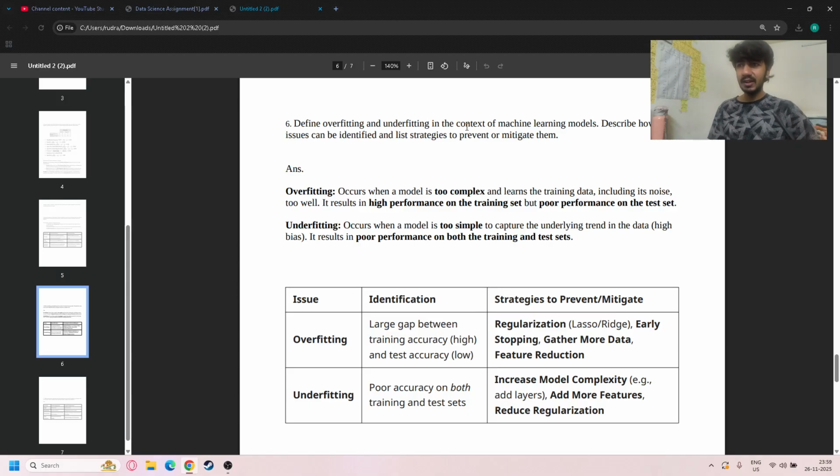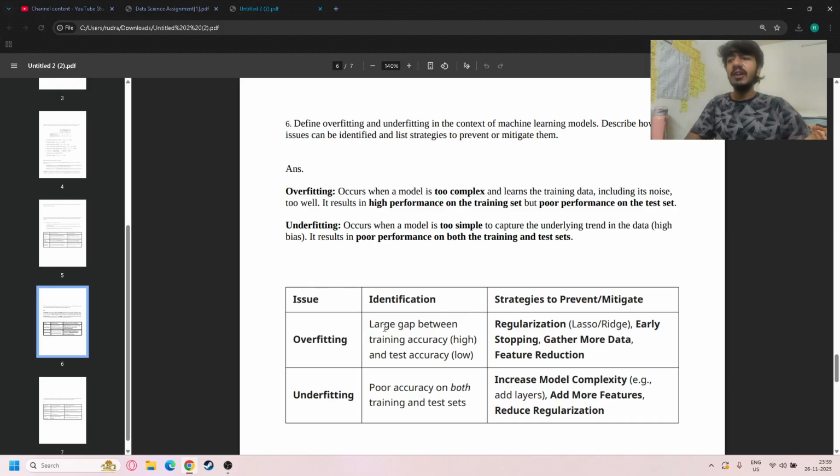On the other hand, underfitting occurs when a model is very simple and the data is also highly biased. So the performance on both the training set and the test set is very poor. And how can we identify them?